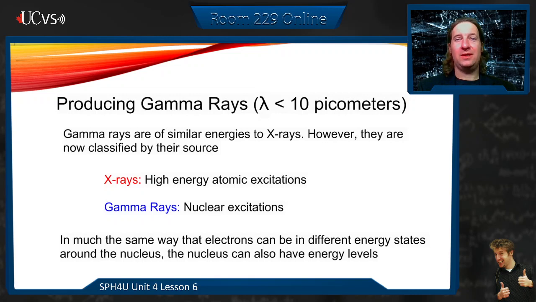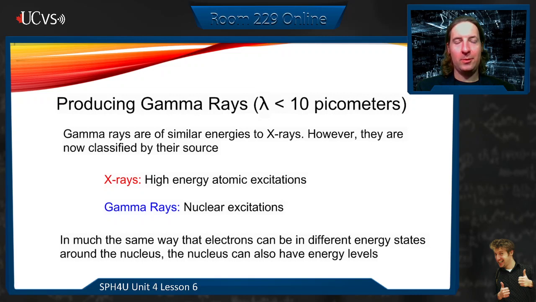Now, the last one we're going to talk about is gamma rays. This is when we go even further. They can have very similar energies to X-rays, but we're now talking about a very different way of producing light. This is really cool. X-rays are when we push atomic excitations to the highest levels, so we're taking electrons and bouncing them around an atom still. A nucleus can actually have nuclear excitations.